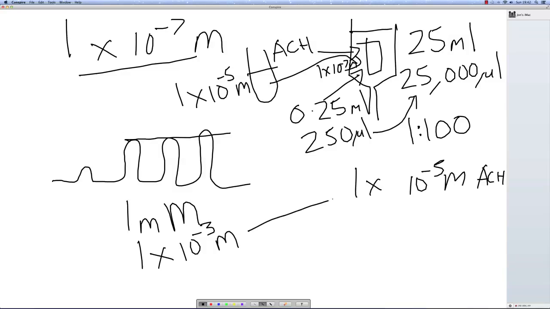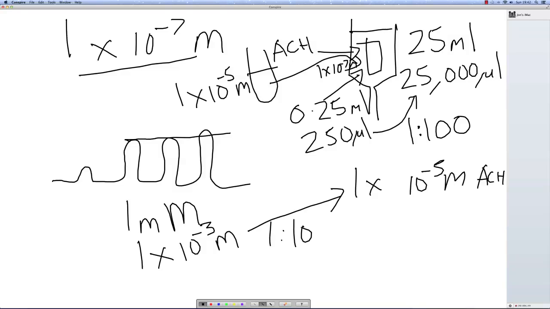So you need to go from 1 times 10 to the minus 3 molar to 1 times 10 to the minus 5 molar for you to complete part 1. So how are you going to do that? First of all, how much do you have to dilute it by? 1 times 10 to the minus 3 molar, and you want 1 times 10 to the minus 5. So that is a 1 in what dilution? Think about it, work it out. Stop the video if you need to get a piece of paper to work it out.